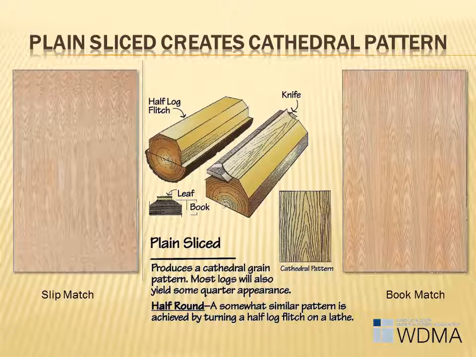A plain slice, also called flat cut veneer, is sliced parallel to the center of the log. Cathedrals and straight grain patterns are the result. Individual pieces of veneer are kept in the order in which they are sliced, resulting in a natural grain progression when assembled.